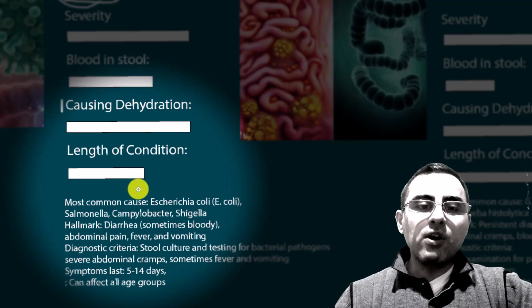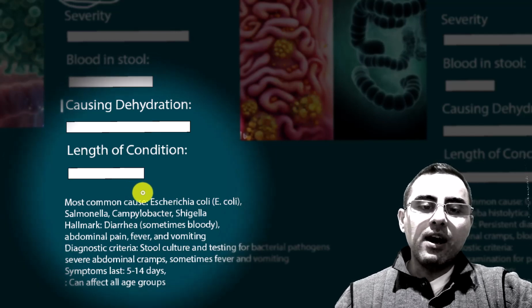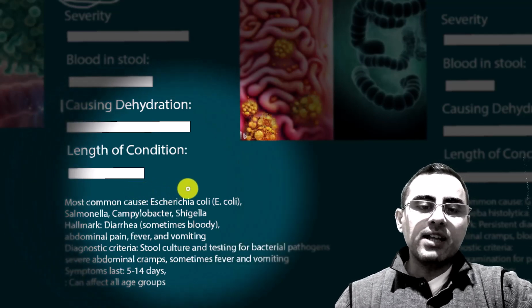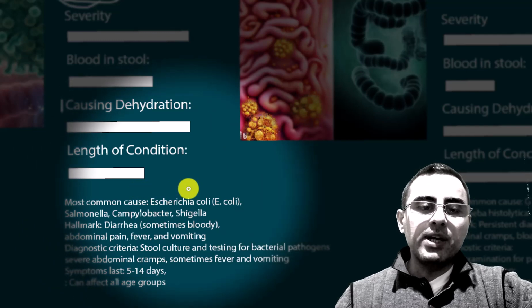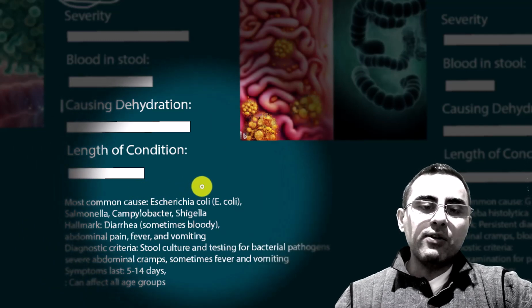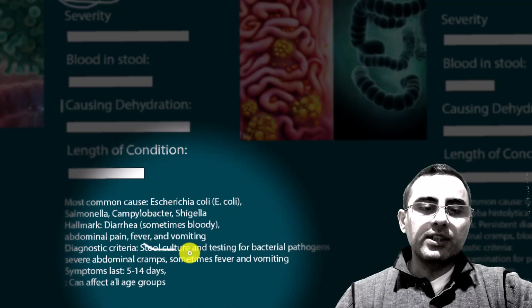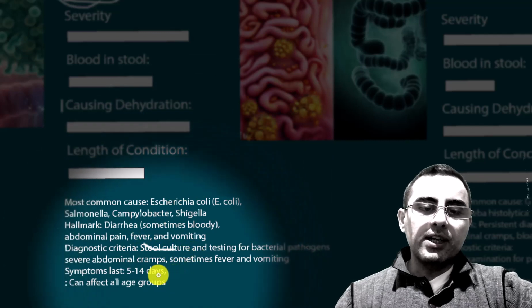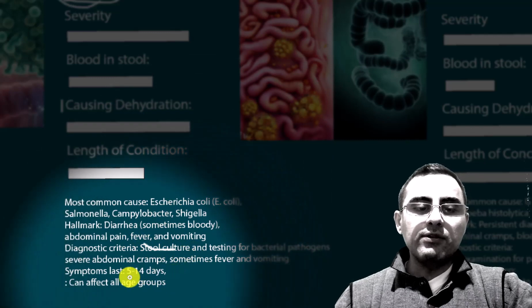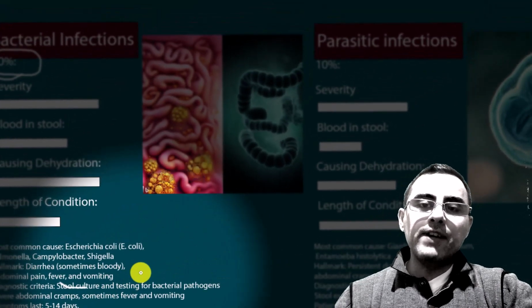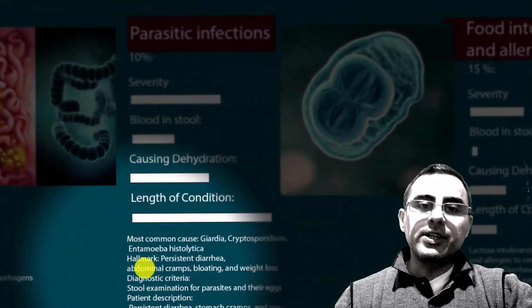The most common causes of bacterial infections are Escherichia coli, Salmonella, Campylobacter, and Shigella. The hallmark of the disease is diarrhea, which occurs suddenly. Abdominal pain is severe, fever is common, and vomiting is common. Stool culture is the best way to diagnose. Treatment is antibiotics. The condition can last 5 to 14 days. It can affect any age group.